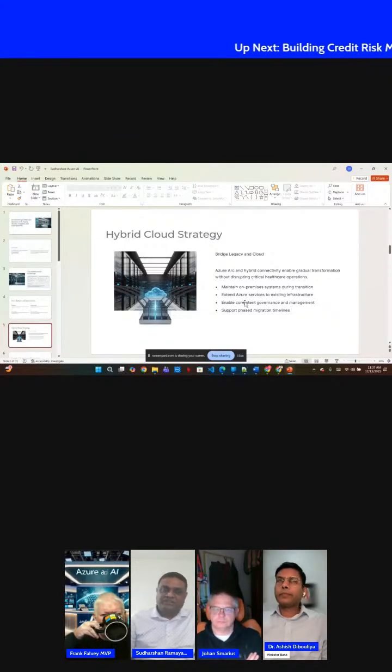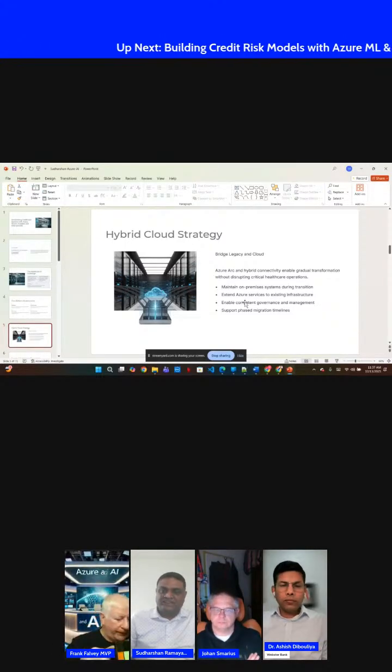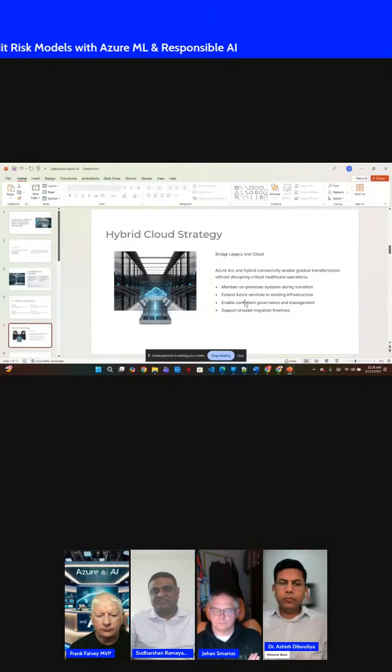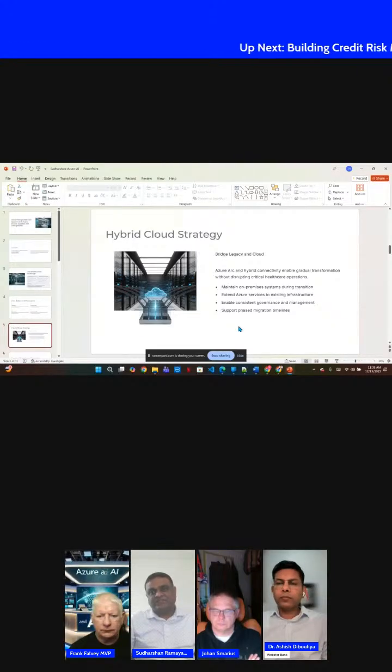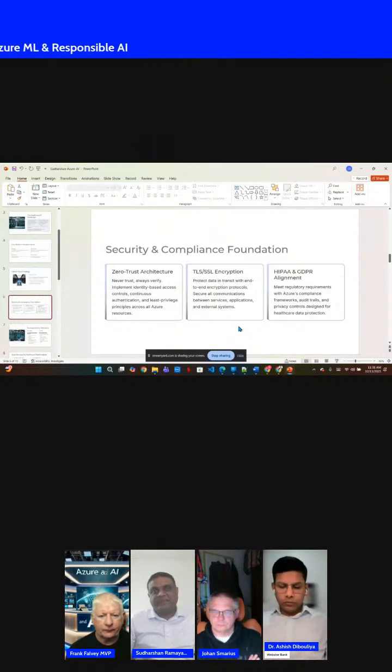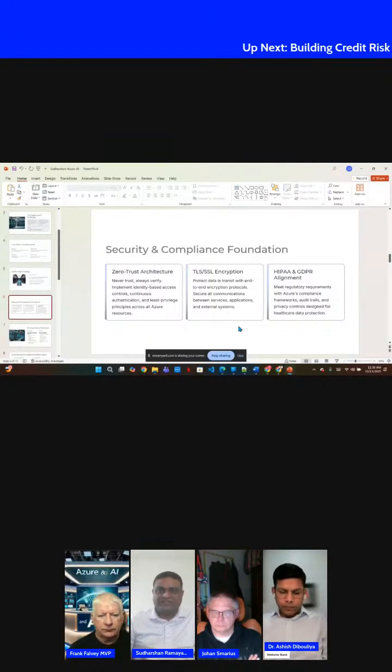And we need to maintain the on-premises system during transition: extend Azure services to existing infrastructure, enable consistent governance and management, and support phased migration timelines. For every platform you're redesigning, you need to consider the major roadblocks and the security features.